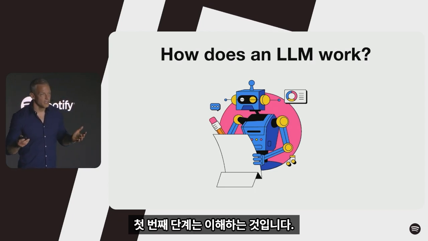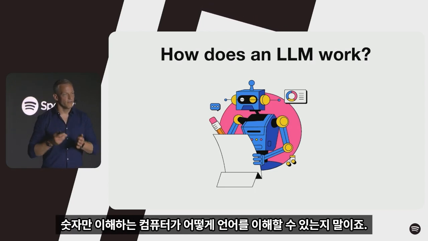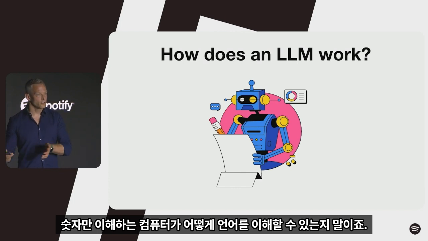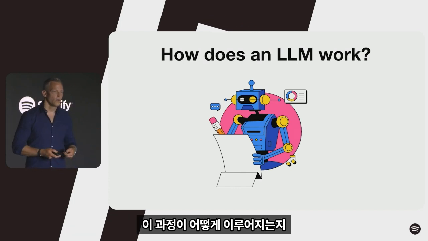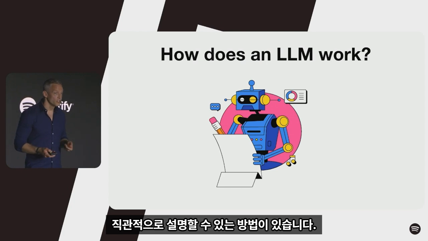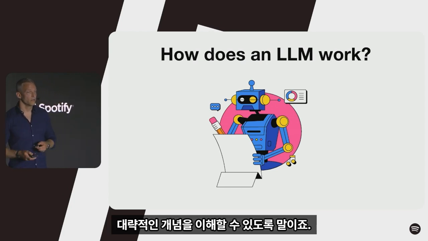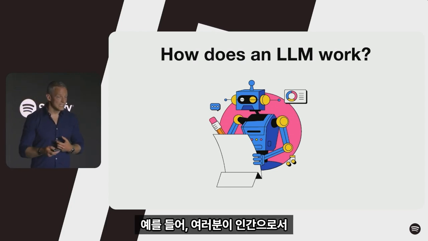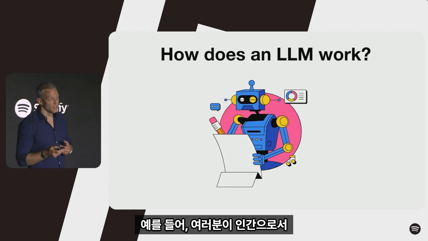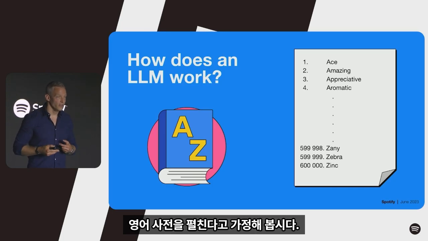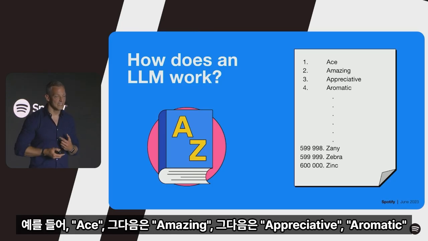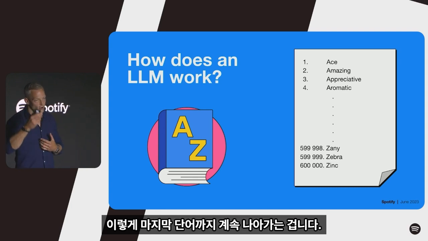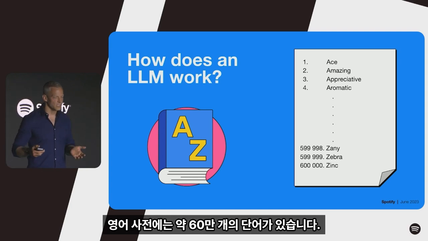The first step is to understand how you even get a computer that literally only understands numbers to actually understand language. Well, there is a pretty straightforward intuition to understand roughly what's going on. So let's say that you as a human, you take the English dictionary, you just start at the first word. So ace, then amazing, then appreciative, aromatic, all the way to the last word. And there's about 600,000 words in the English dictionary.